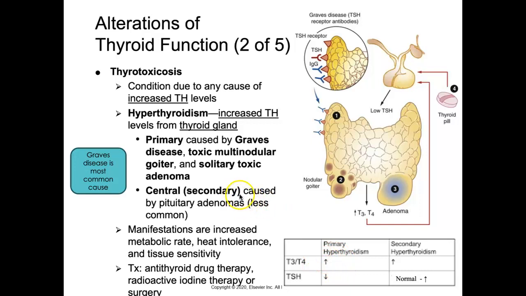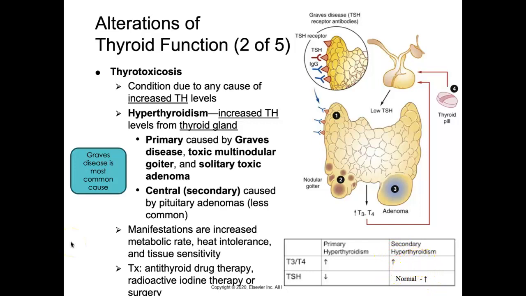With the secondary hyperthyroidism, we will see the cause would be through a pituitary adenoma. This is more rare, and we have our normal or high TSH levels, and our thyroid hormones are going to increase.